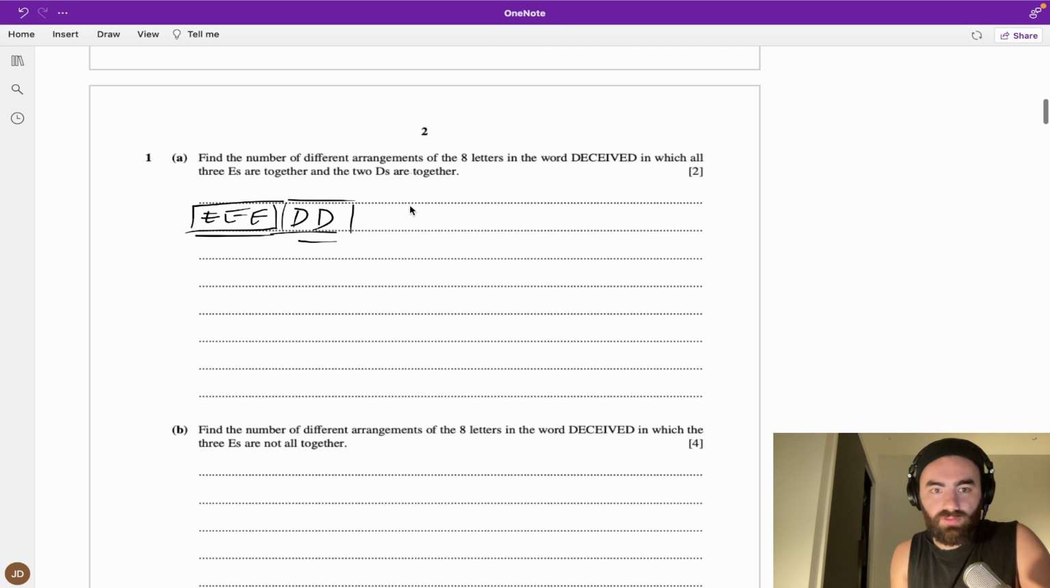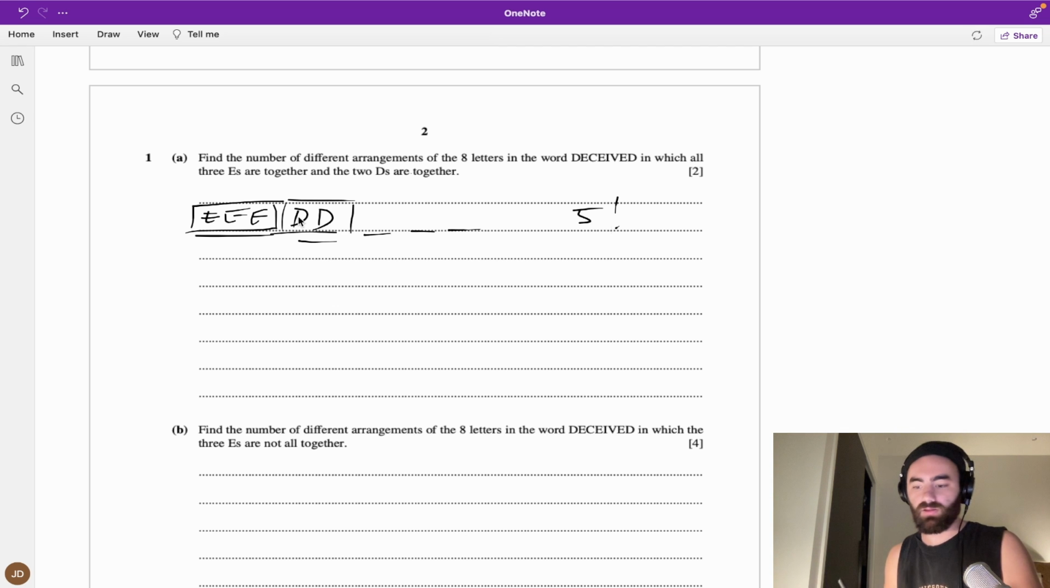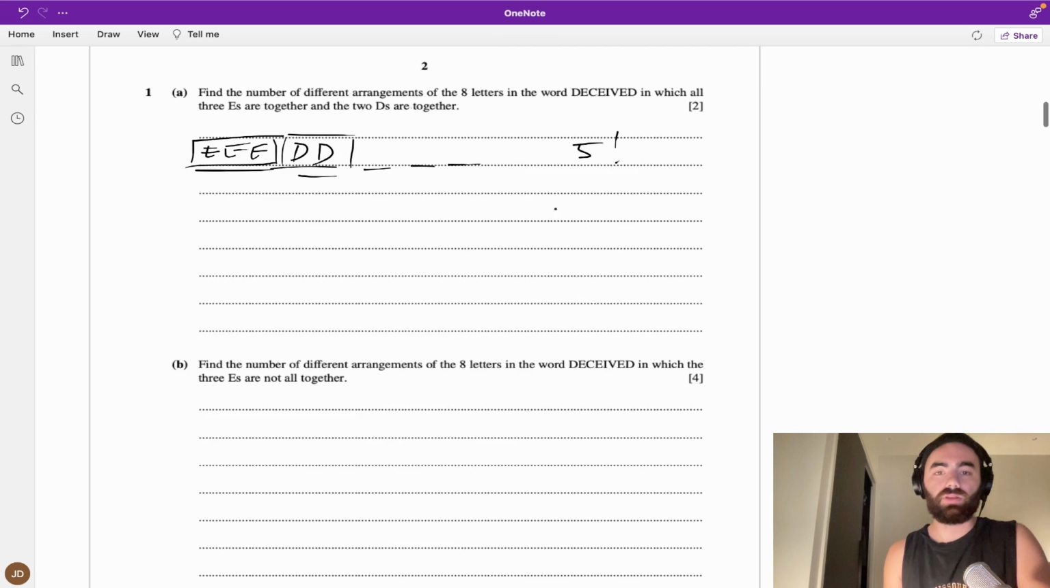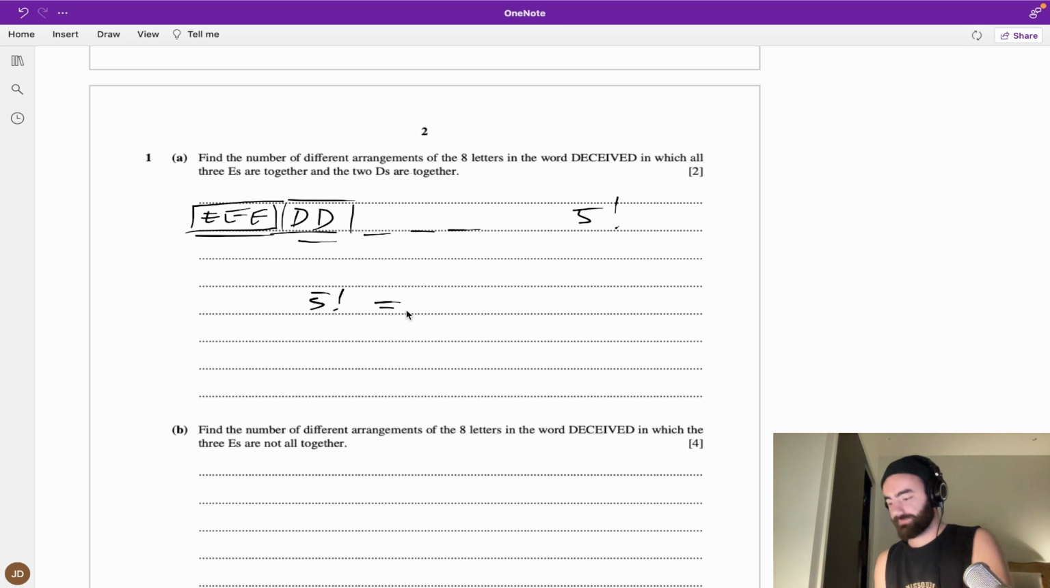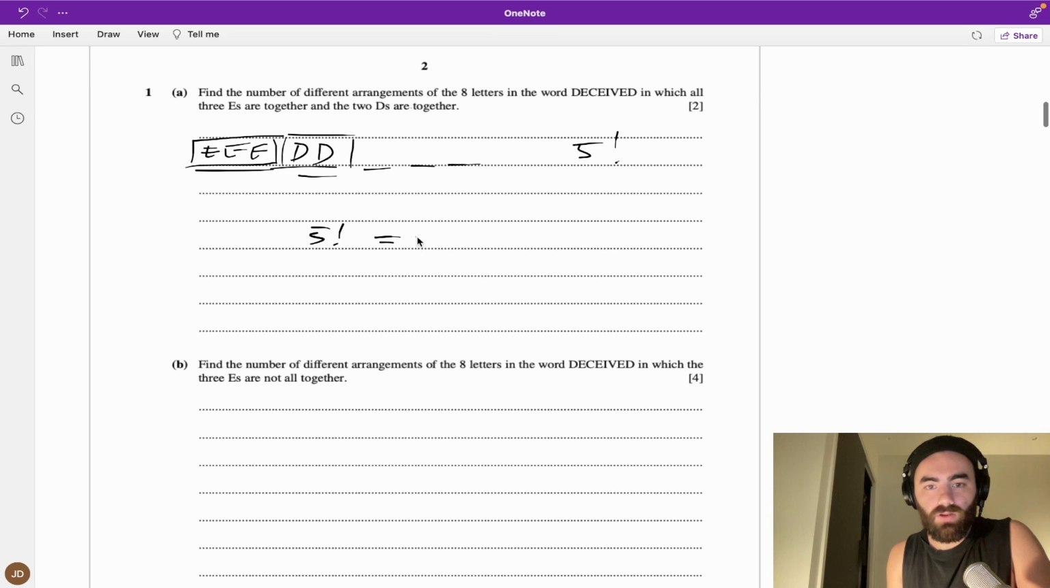It's another slot. So that's 2 slots, and then we've got 1, 2, 3, 4, 5 letters in total, right? And so this will just be 5 factorial. We rearrange all these 5 factorial ways. That'll be the number of ways in which all the E's will be together, because we're considering it as one block, and all the D's will be together. So 5 factorial, which equals 120 ways.